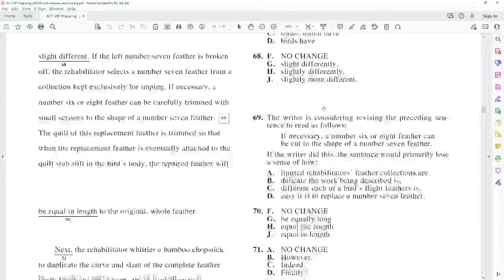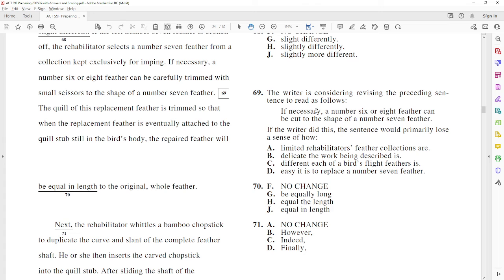All right, 69. The writer is considering revising the previous sentence to read like this. If necessary, a number 6 or 8 feather can be cut to the shape of a number 7 feather. If the writer did this, the sentence would lose what? A sense of what? So the preceding sentence would say, if necessary, a number 6 or 8 feather can be carefully trimmed with small scissors to the shape. So we're losing carefully trimmed and the fact that the scissors are small. I would say it loses a sense of how much precision there has to be here, because they're small scissors and it has to be carefully trimmed. We're losing a sense of care or precision.